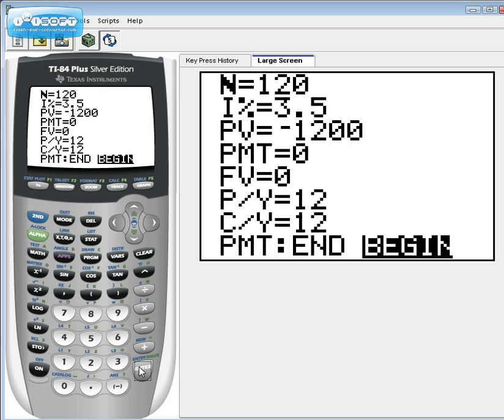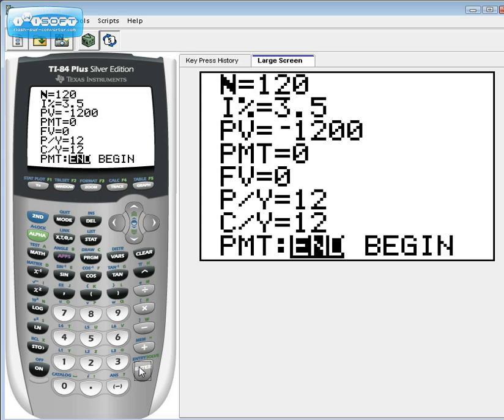PY and CY stands for payments per year and compoundings per year. So usually this is 12, but you can change this to anything else that you want. And we need to have this set at end. This changes whether the compounding is done at the end of the month or the beginning of the month. And for ordinary annuities, it's always at the end of the month. And so that will have a nice effect when we put a payment in here.